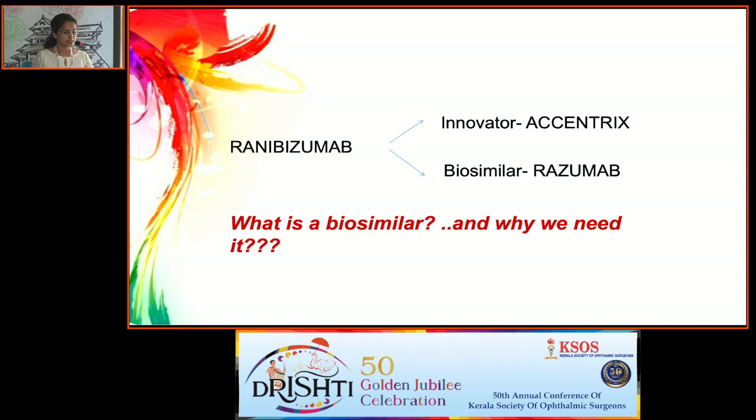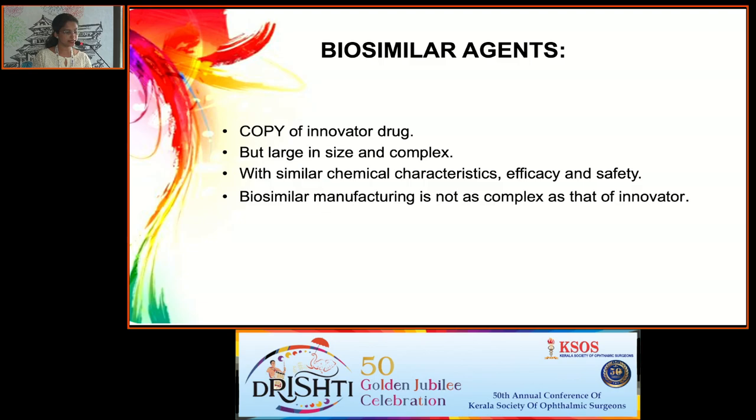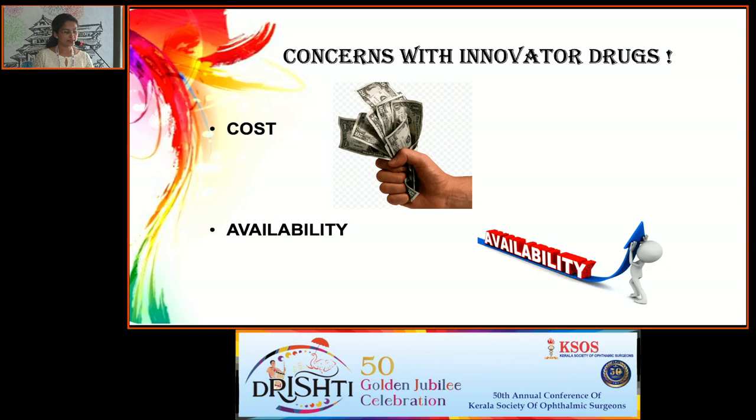So what is a biosimilar and why do we need a biosimilar? A biosimilar is a copy of the innovator drug, which is large in size and complex, with similar chemical characteristics, efficacy, and safety. Biosimilar manufacturing is not as complex as that of the innovator, so it is comparatively cheaper. So what are the concerns with innovator drugs? First one is cost. As I told, it's costlier than the biosimilar agents. Then availability. As we know, anti-VEGF is also useful in other common conditions like diabetic edema. It's always better to keep some alternative drugs to increase the availability.